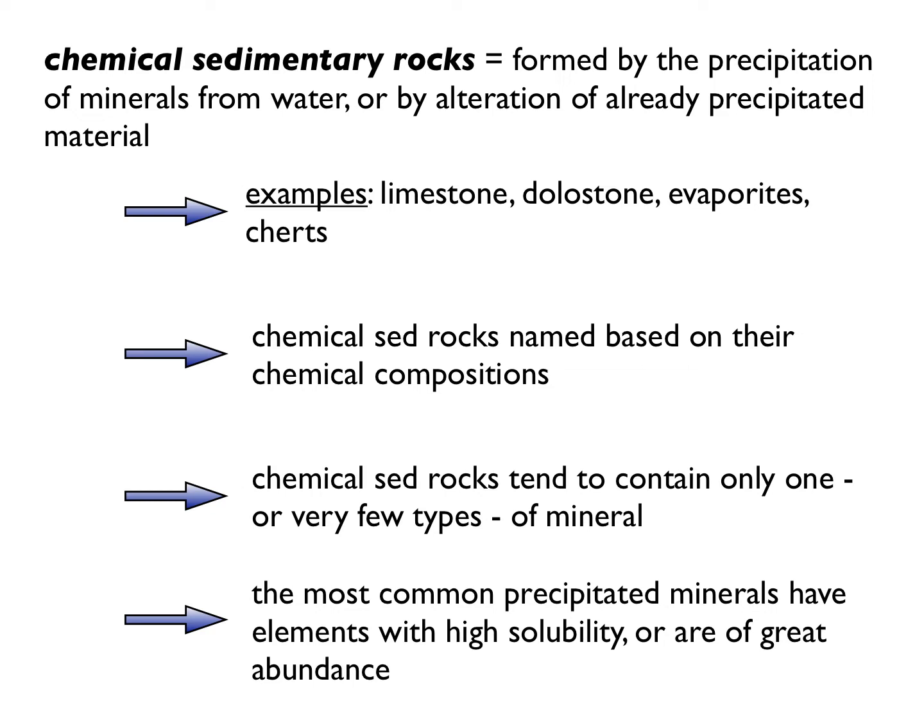Typically speaking, chemical sedimentary rocks have names based on their chemical compositions. They tend to contain only one or very few types of mineral. So, for example, limestone tends to be made primarily of calcite, dolostone of dolomite, etc. The most common precipitated minerals have elements with high solubility or are of great abundance.